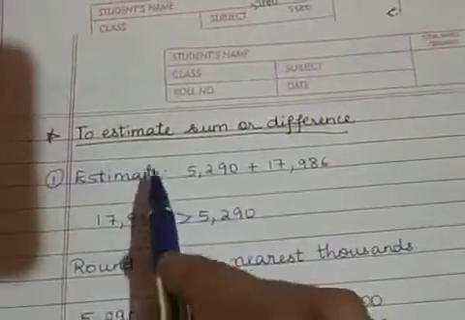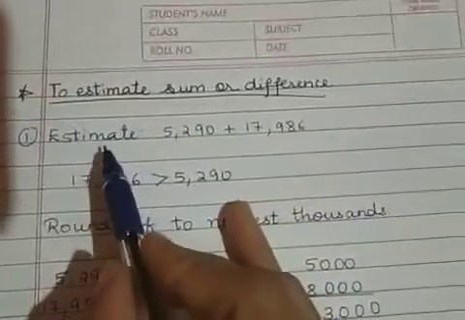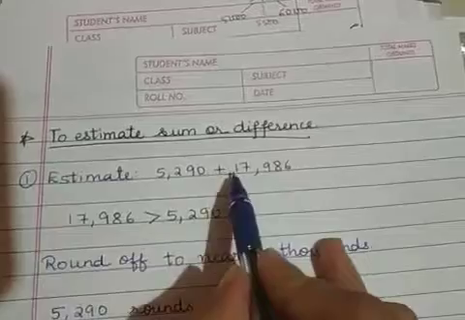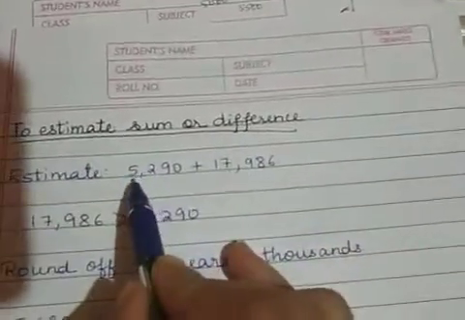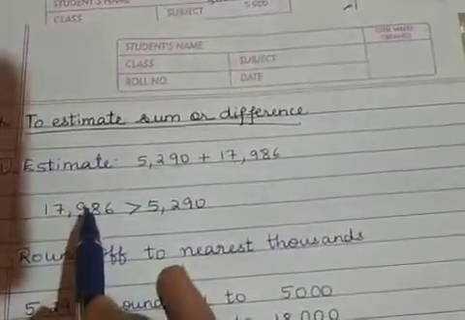Now before we solve examples, let us see how to estimate the sum or difference. First example is estimate 5290 plus 17,986. Now this is a 4-digit number and this is a 5-digit number. So which is a greater number?